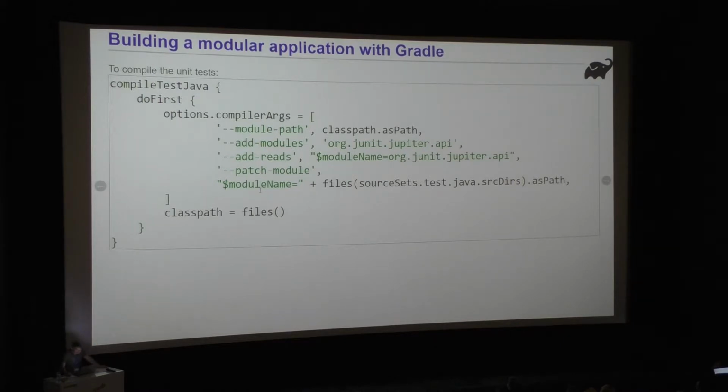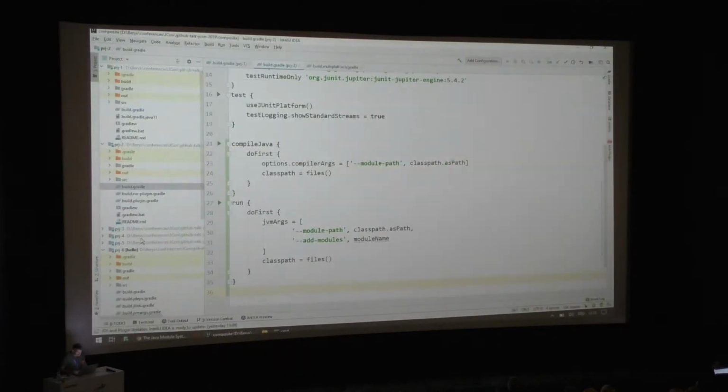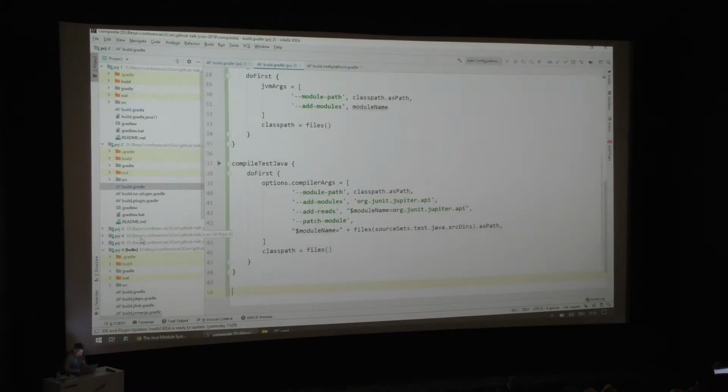To deal with this split package, we need to use the patch module option. So we ask that all code from the test source set should be merged into our main module. Additionally, we need to add JUnit to the list of modules to be resolved, and we ask that our module should read the JUnit module. So let's copy also this code snippet into our Gradle build script, but this is not enough.